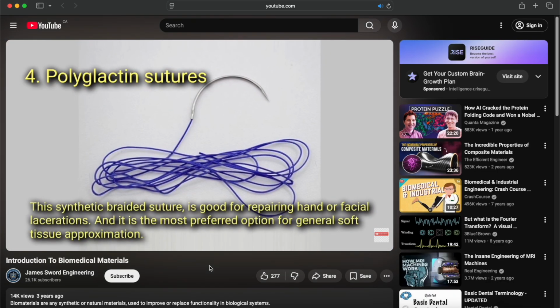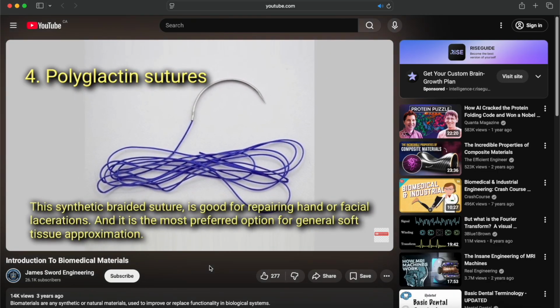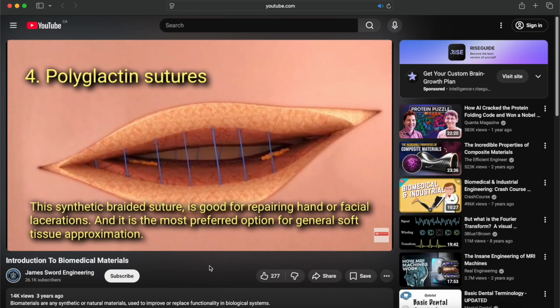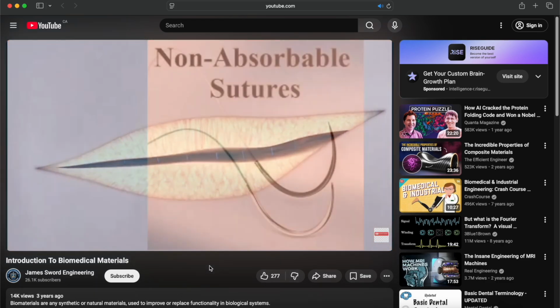Polyglactin sutures. This synthetic braided suture is good for repairing hand or facial lacerations, and it is the most preferred option for general soft tissue approximation.